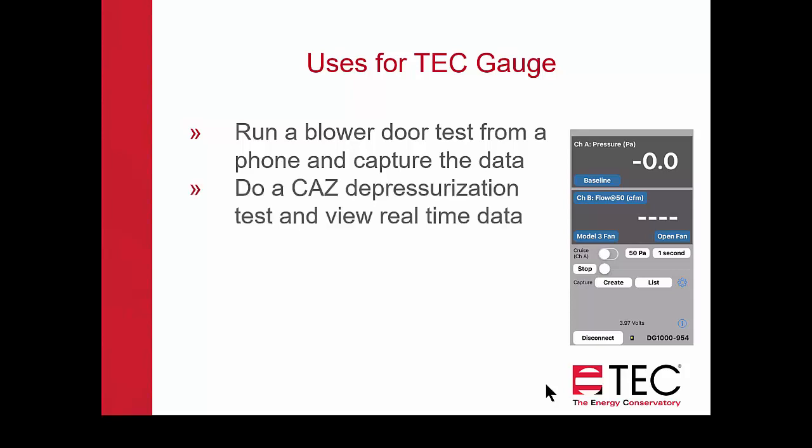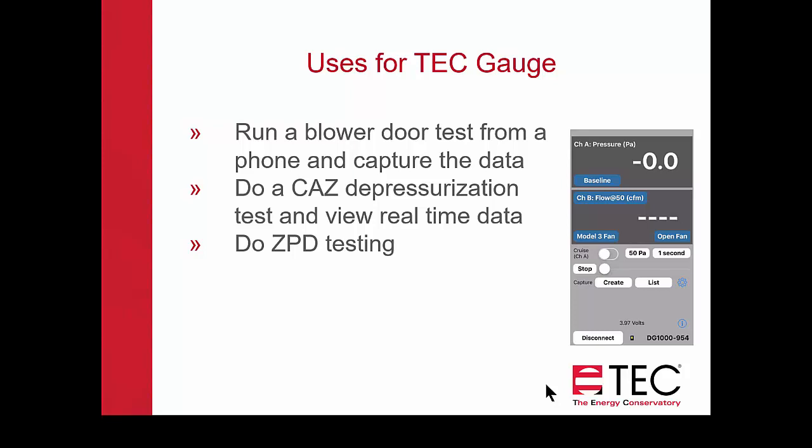If you're doing combustion appliance zone testing, you can leave the gauge down in the appliance zone as you walk around the house, and as you turn on fans or open or close doors, you can see how the pressure in the house changes. And you could do a screenshot if you want to save the data at each of those steps. So that's a helpful option to have.